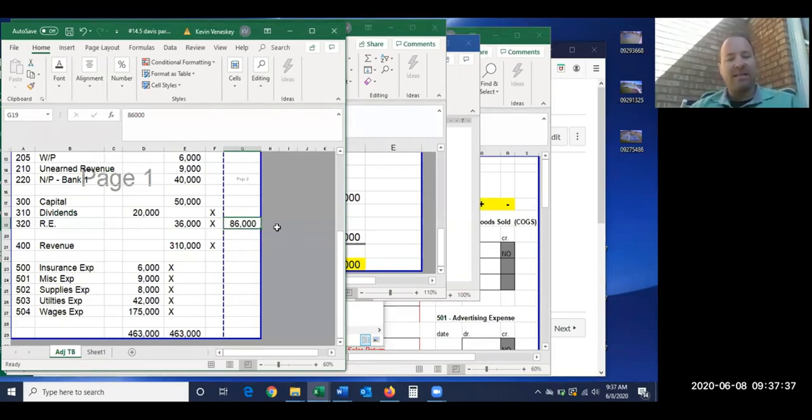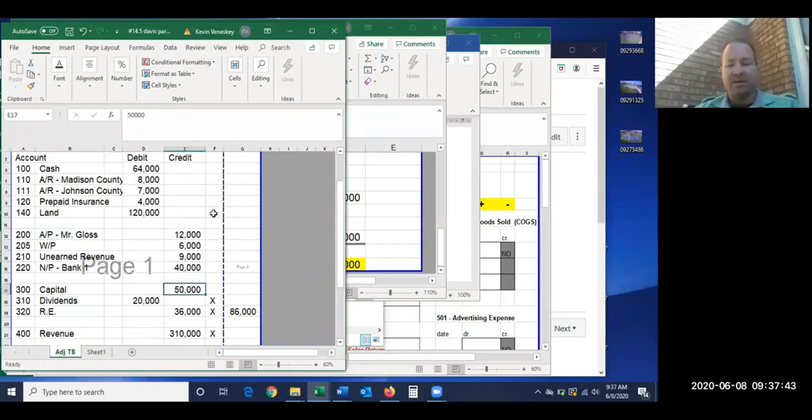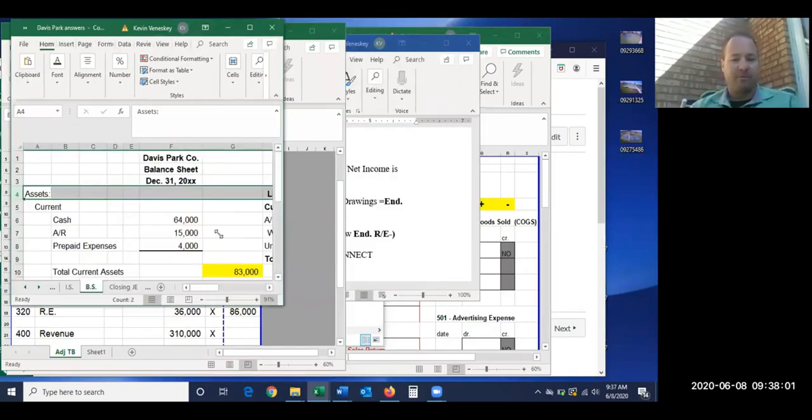Now, anything that doesn't have an X, so this 86, the 50 for capital and everything else, is going to go into our final financial statement. First thing, proper title.